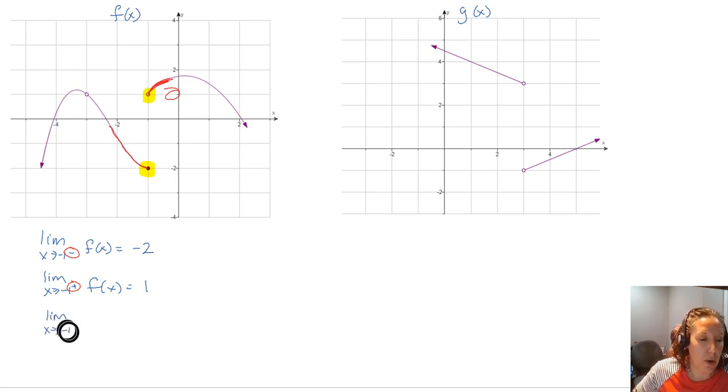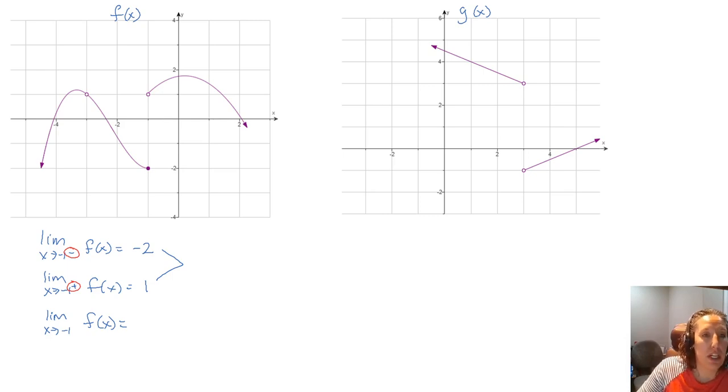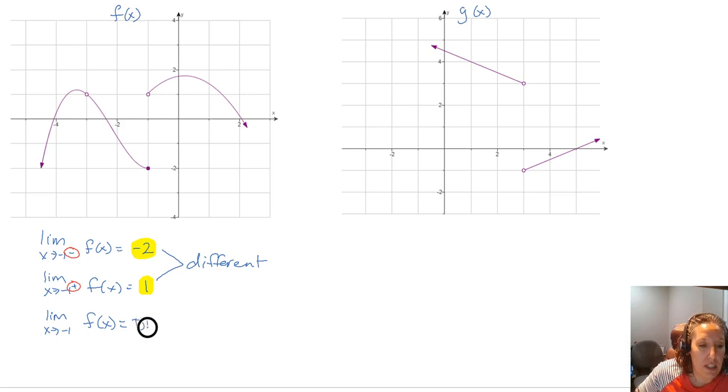The limit as x approaches -1 in general, we're looking at these two numbers. It does not matter where the solid dot is, it does not matter what's happening on the graph at that point. The only thing we're interested in is what's happening on the left and what's happening on the right. And since these two numbers are different, our limit does not exist because it's approaching two different values.